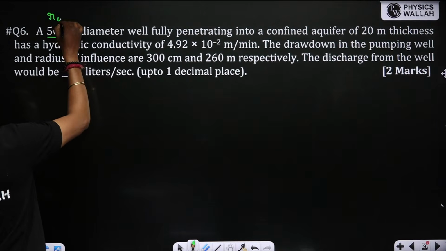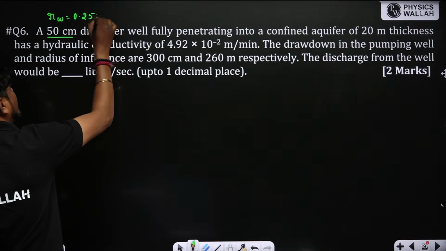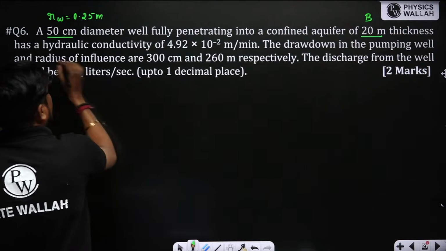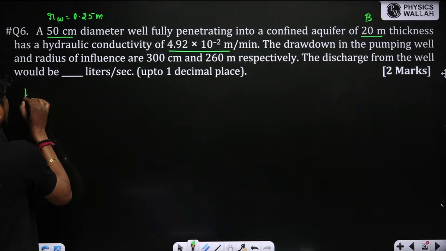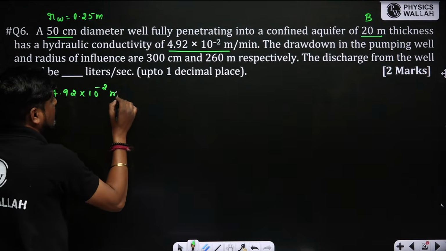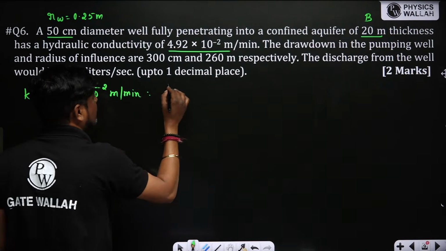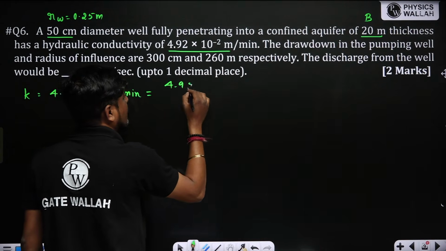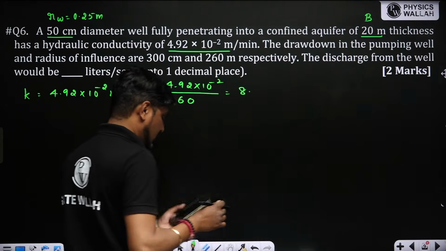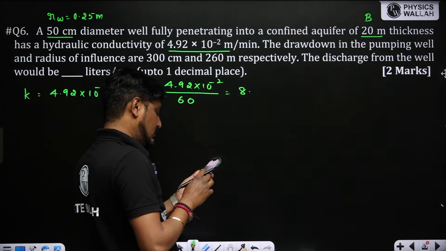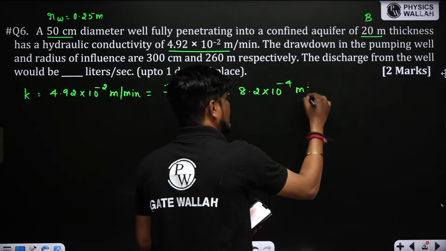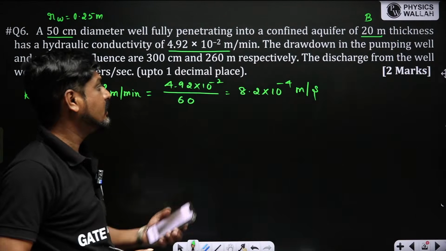Diameter is given. Radius RW is equal to 0.25 meter. B value is given, 20 meter thickness. Hydraulic conductivity K is equal to 4.92 into 10 to the power minus 2 meter per minute. This is equal to 4.92 into 10 to the power minus 2 divided by 60. So 8 point something you will get, 8.2 into 10 to the power minus 4 meter per second. Convert in terms of meter per second.